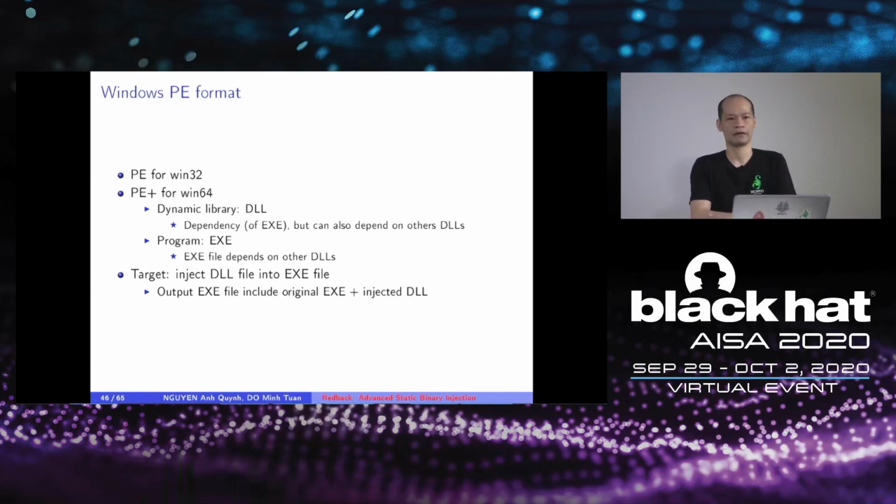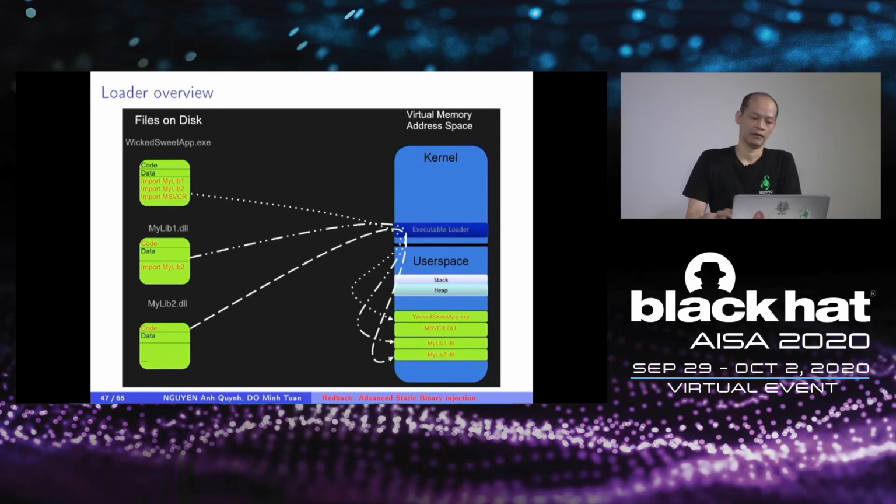So the target of Redback is that we want to inject DLL files into the exe files. As output, we have a new exe file that includes the original exe file and also the injected DLL files. Windows has its own dynamic loader and linker, and we must understand very well how the loader and linker in Windows work, so we can make Redback compatible with all the process, so the output binary can be properly run on a Windows system.